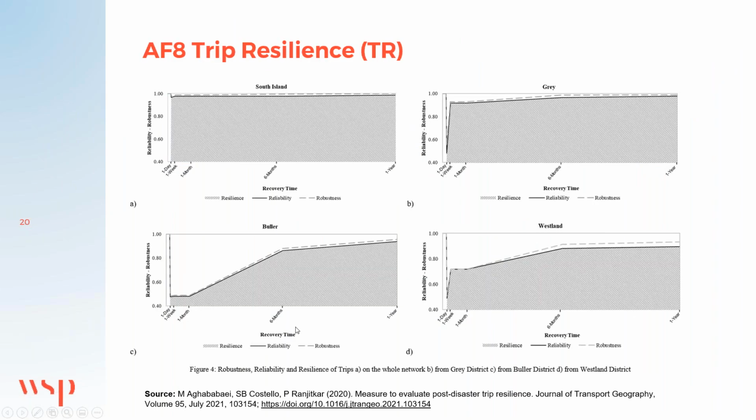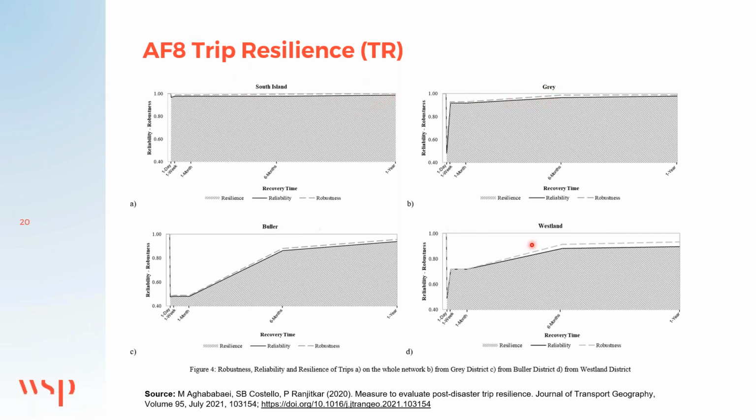Okay, so this is the result for trip resilience for the whole South Island, and these are for the main districts on the network. You can see that for the South Island, it is just a 2% drop on the network, and it is obvious because the West Coast is only 2% of total trips on the network for the whole South Island, and then it will get back to almost normal condition.